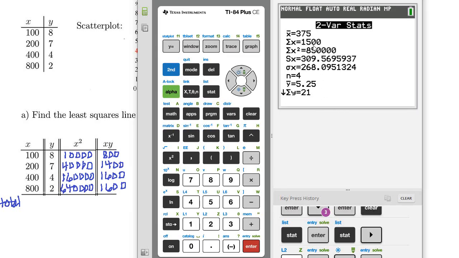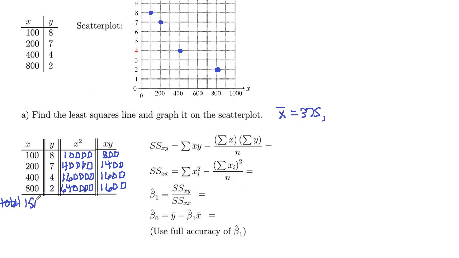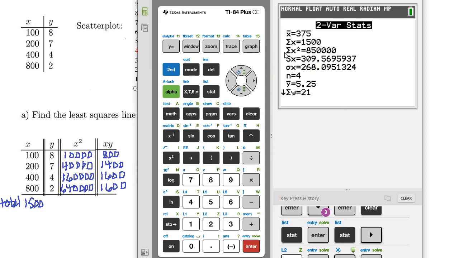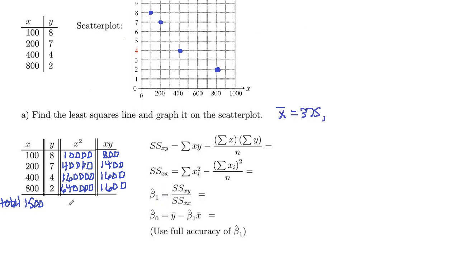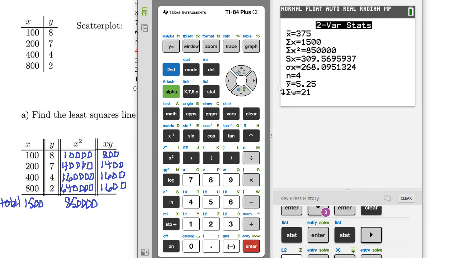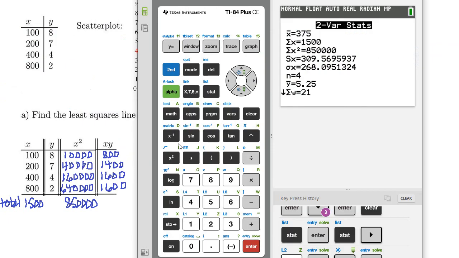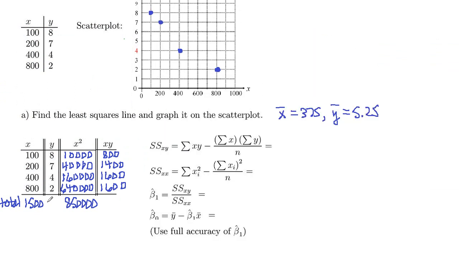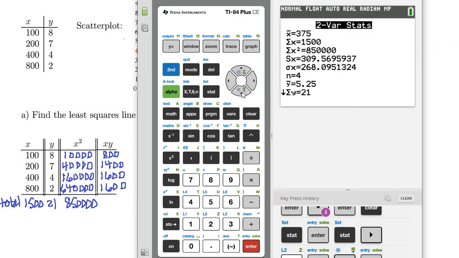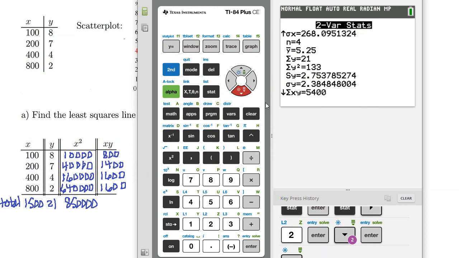And then we see that the sum of the x's is 1,500, so that's going to be the total on the x column, 1,500. The sum of the squares of x, 850,000, so that's going to be the sum of the x squared column. Y bar is 5.25. We need the sum of y and the sum of x times y. Sum of y is 21. And arrow down here, sum of x times y, 5,400.